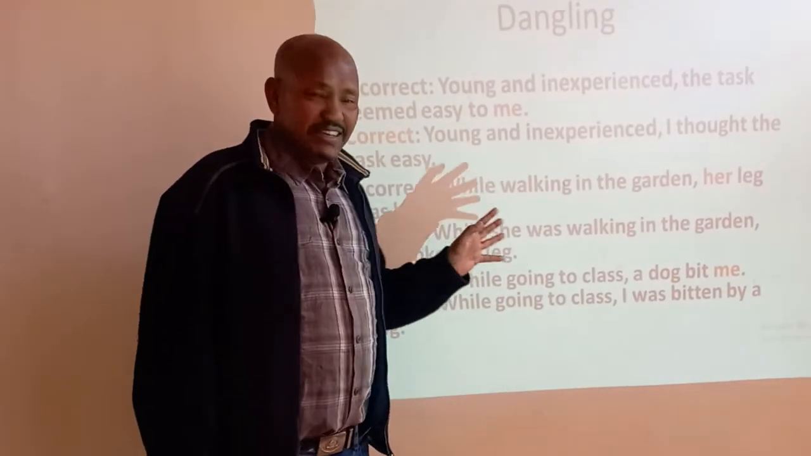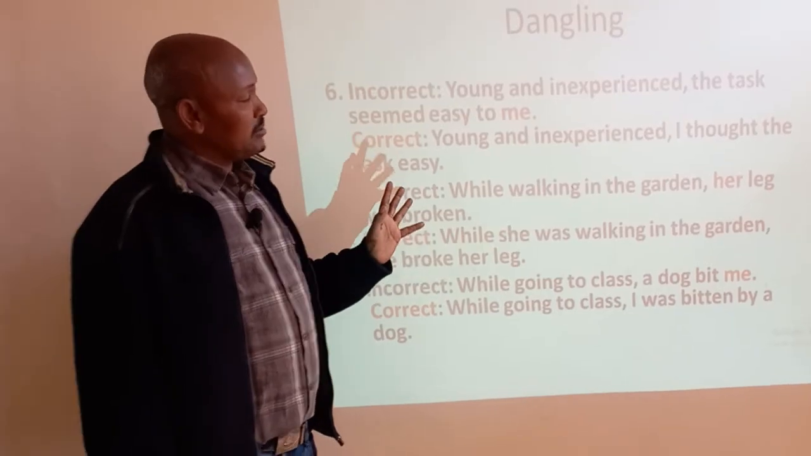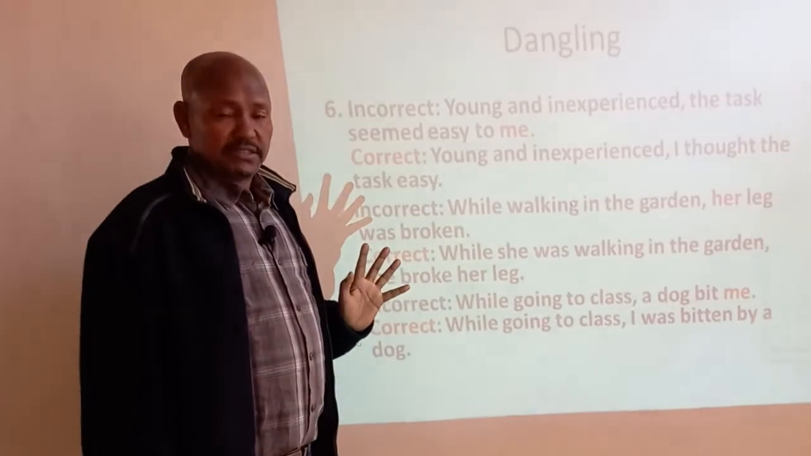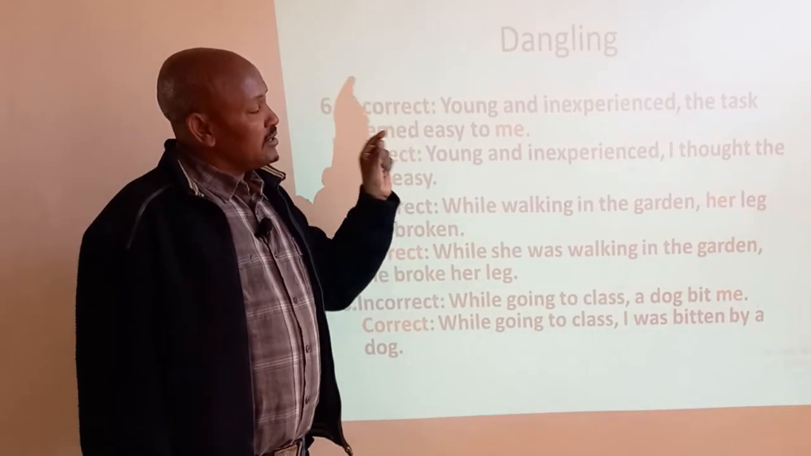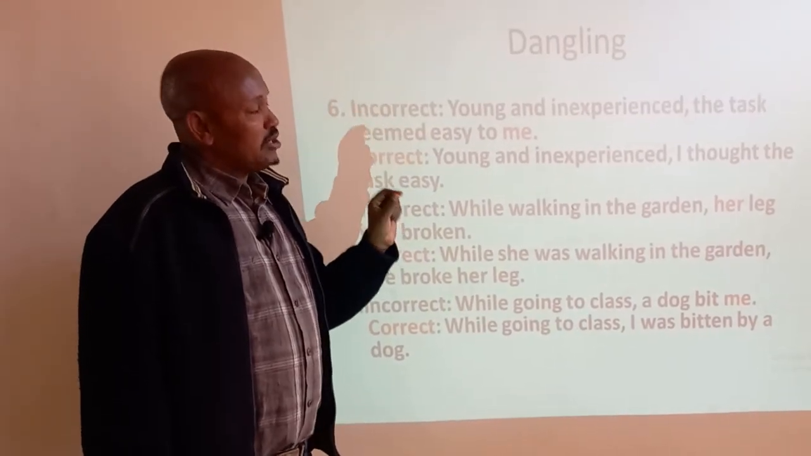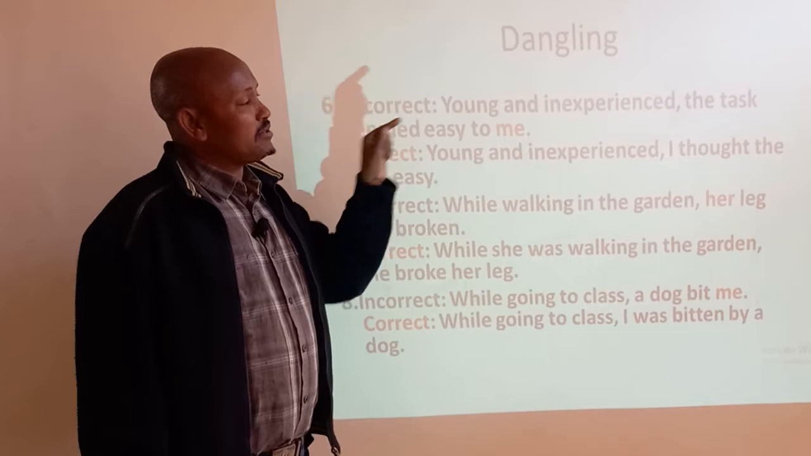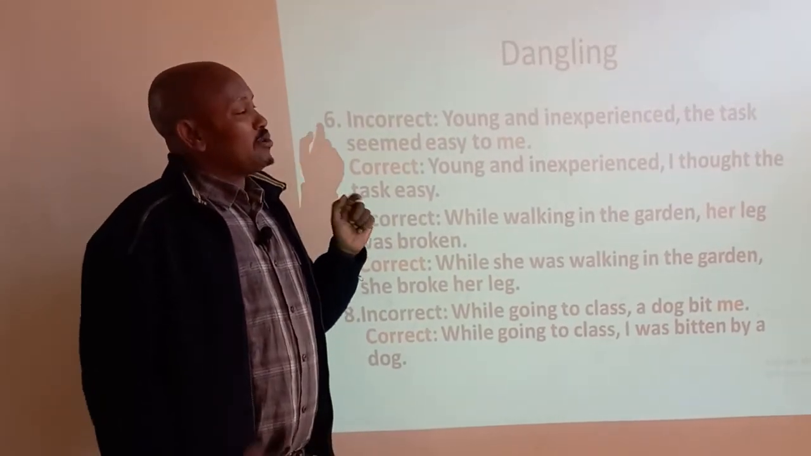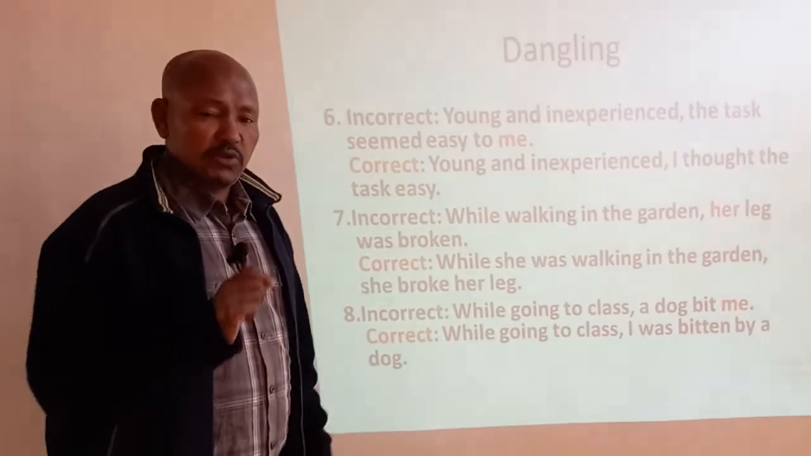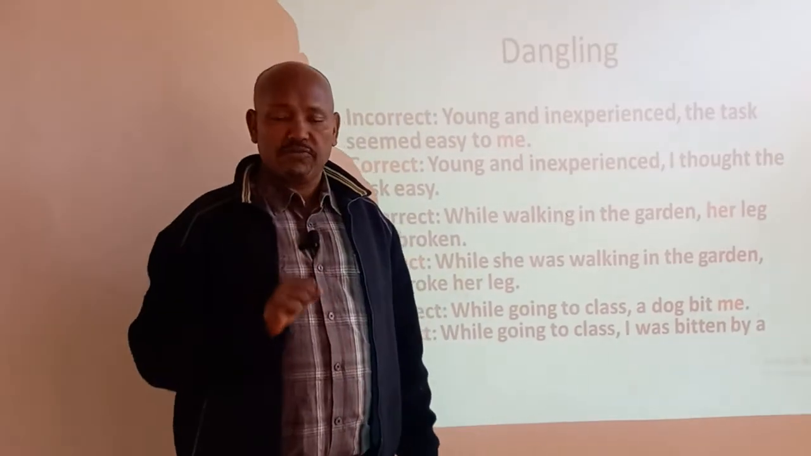So totally, dangling modifier seems difficult, but it's easy. You first understand the two clauses here. Do you think the two clauses have the same subject? No, they don't have the same subject. If they don't have the same subject, that kind of error is a dangling modifier.